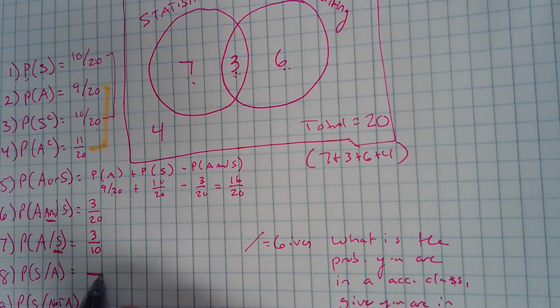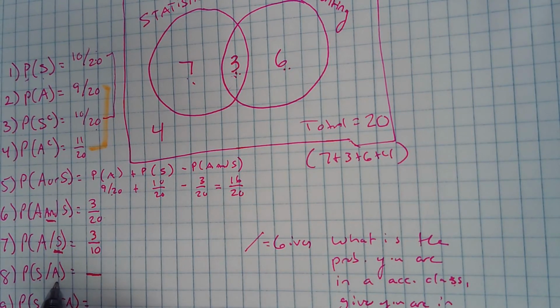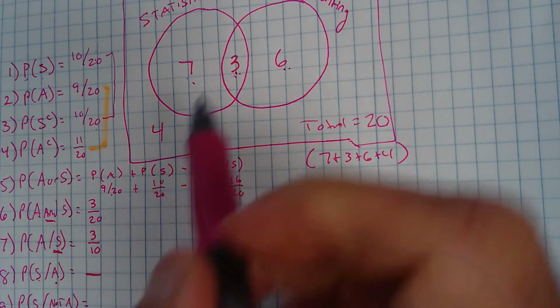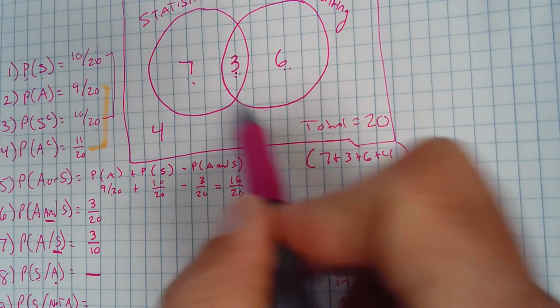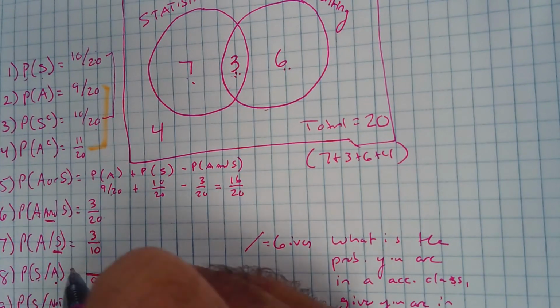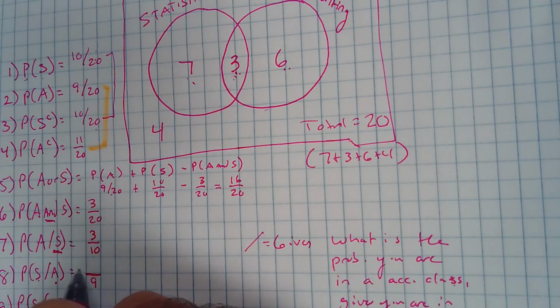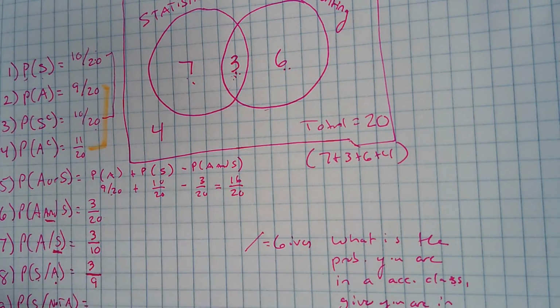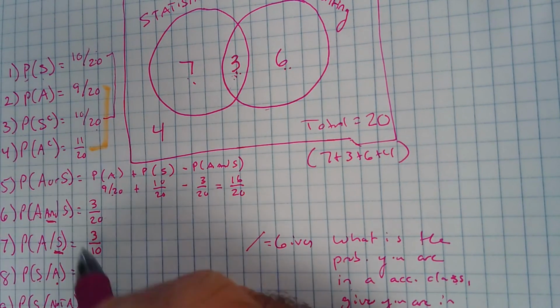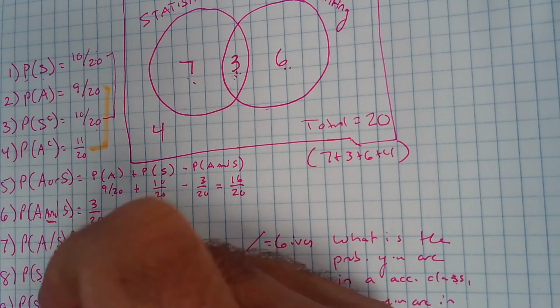Now if we flip it around and say you're in an accounting class, well, how many people are in the accounting circle? 9. And of those 9 people, how many of them are also in a stat class? It's still the same section, it's still going to be 3. The only difference between those two problems is that the denominator changes. The numerator is always going to be the same.